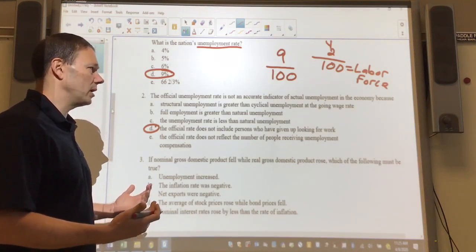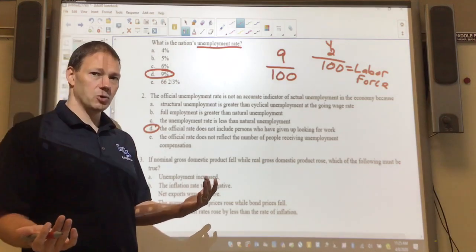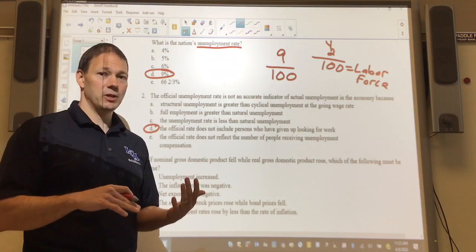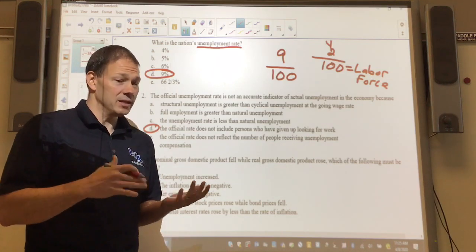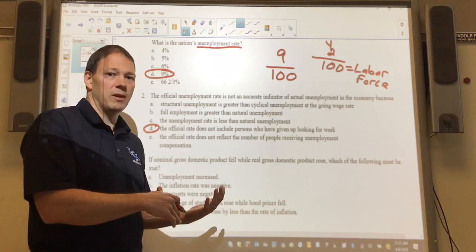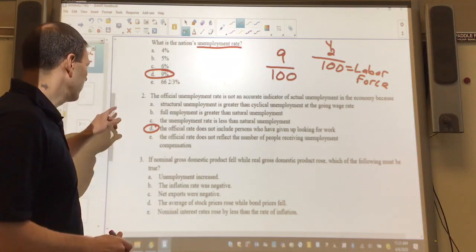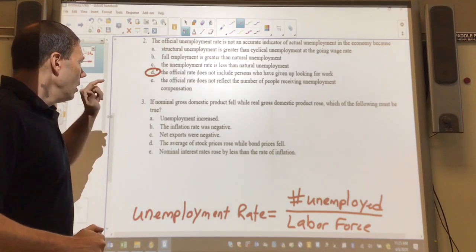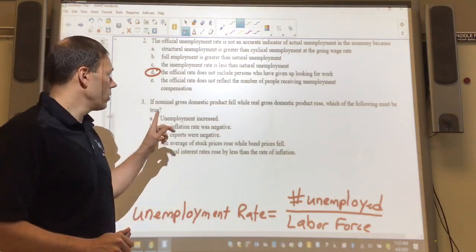So that's always tricky. And again, there are going to be times in history where the unemployment rate falls, and the question is, why is the unemployment rate falling? Is it because people are actually getting jobs, or is it because people are just giving up and dropping out? Either of those would make the unemployment rate go down, so that can be a little bit tricky.